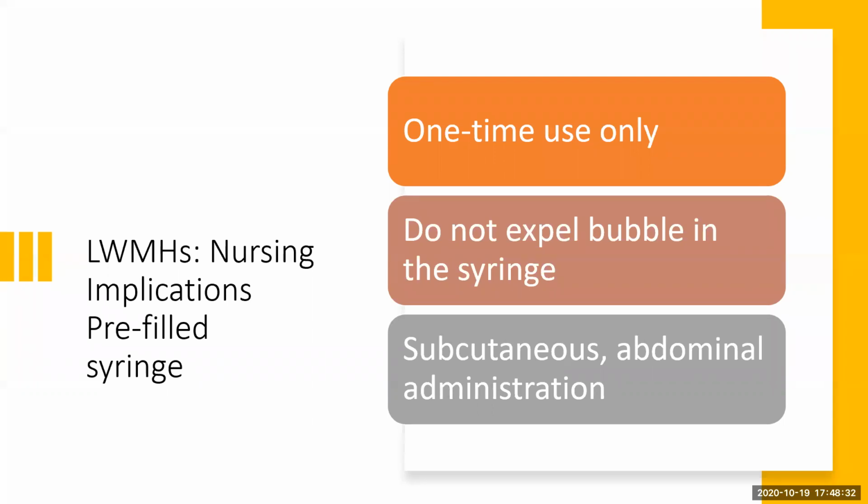There's no need to mess around with the syringe unless your dose is less than what's in the pre-filled syringe. We're going to still give enoxaparin in the abdomen subcutaneously. And the needle on it is very small, so it won't be given IM.